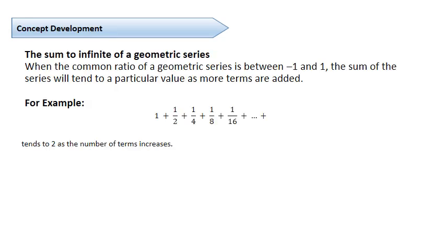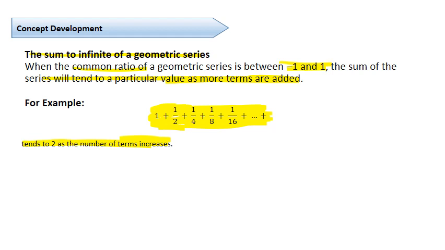Okay, the sum to infinity of a geometric series. The geometric series I've got here is a convergent series, which means that the common ratio is between -1 and 1. Now, the sum of the series tends to a particular value as more terms are added, and this is what I'm going to show you. In fact, this series here, if we were to add on all of the terms, tends to 2. If we increase the number of terms to infinity and we were to sum all of these terms, the value we should get is 2.